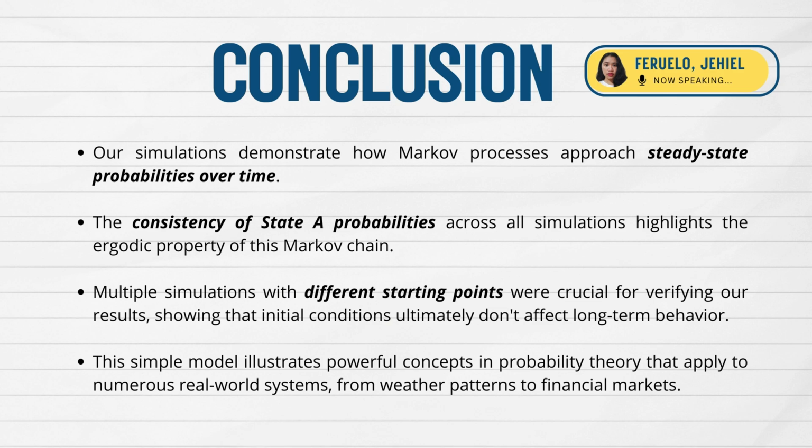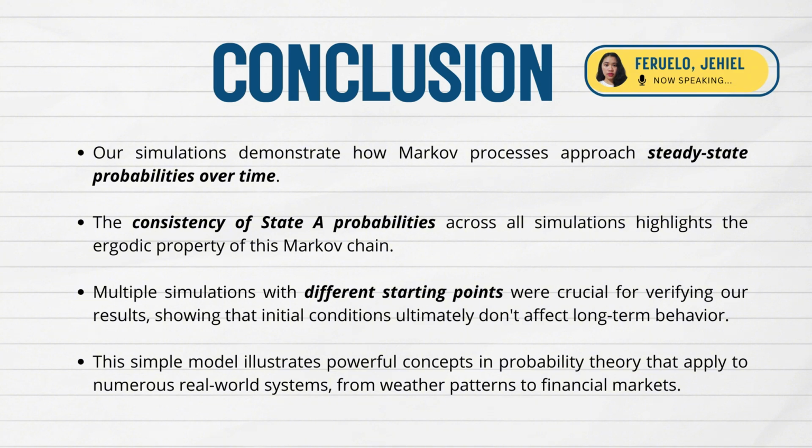The consistency of state A probabilities across all simulations highlights the ergodic property of this Markov chain. Ergodic means that no matter where we start, we'll end up with the same long-term behavior. Notice how state A always ended up with a 0.38 probability regardless of starting position. This isn't coincidence but a fundamental property of these systems.